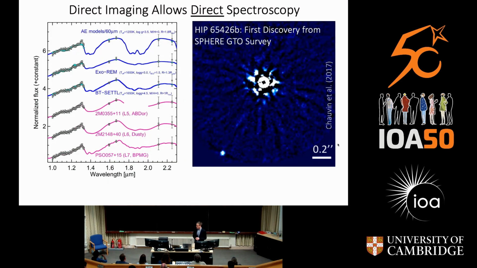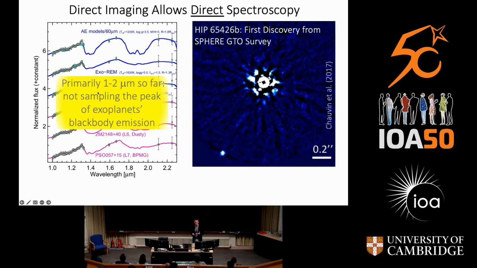The first discovery from the GTO survey for SPHERE was HIP 65426. This is a young A star, and you can see the directly imaged planet separated from the host star there. This planet is about 90 astronomical units out, so it's a reminder that we're really probing a different kind of parameter space. But nonetheless, by spatially separating this light, we can get photons directly from the atmosphere, and we can get this spectroscopy shown here compared with some models and some empirical measurements as well.